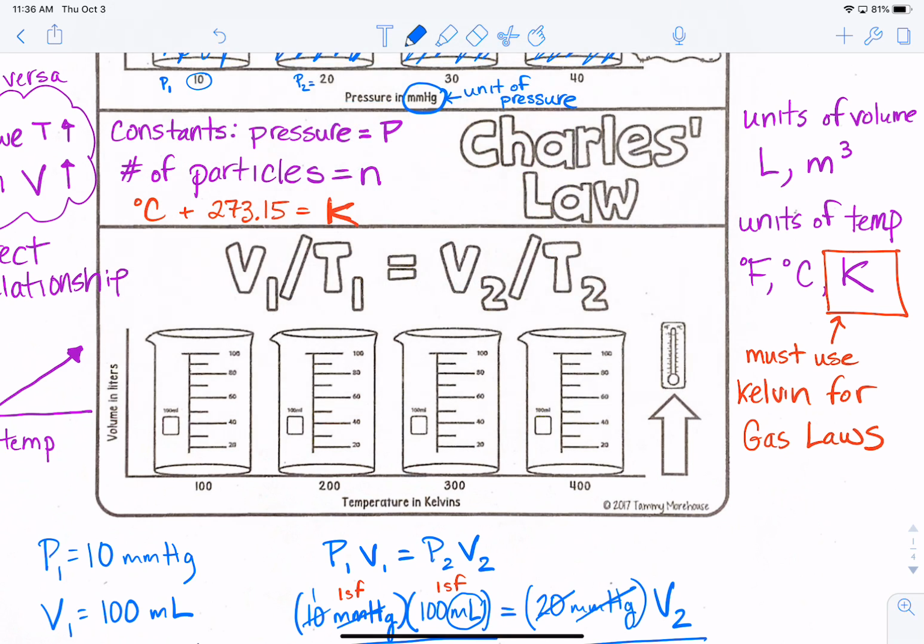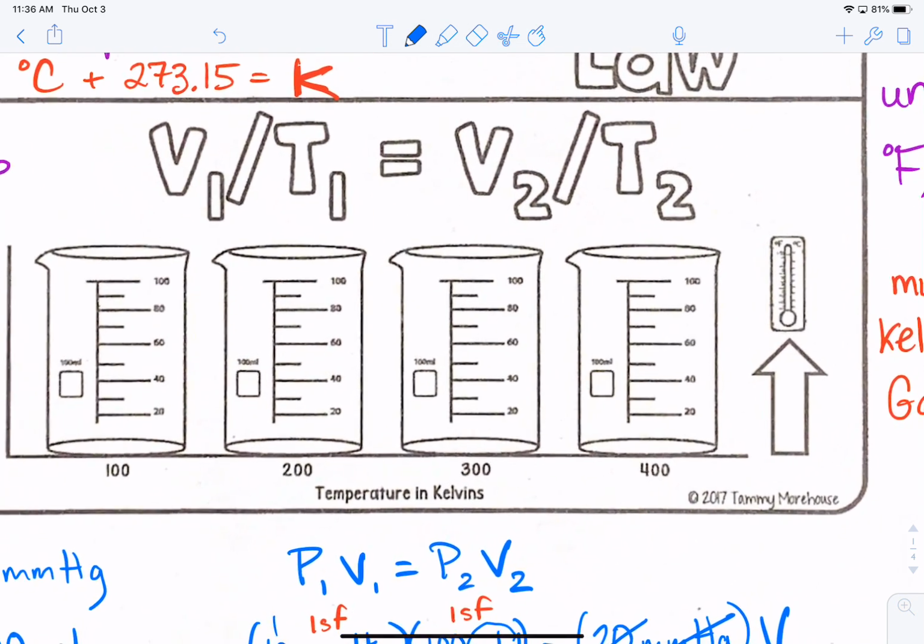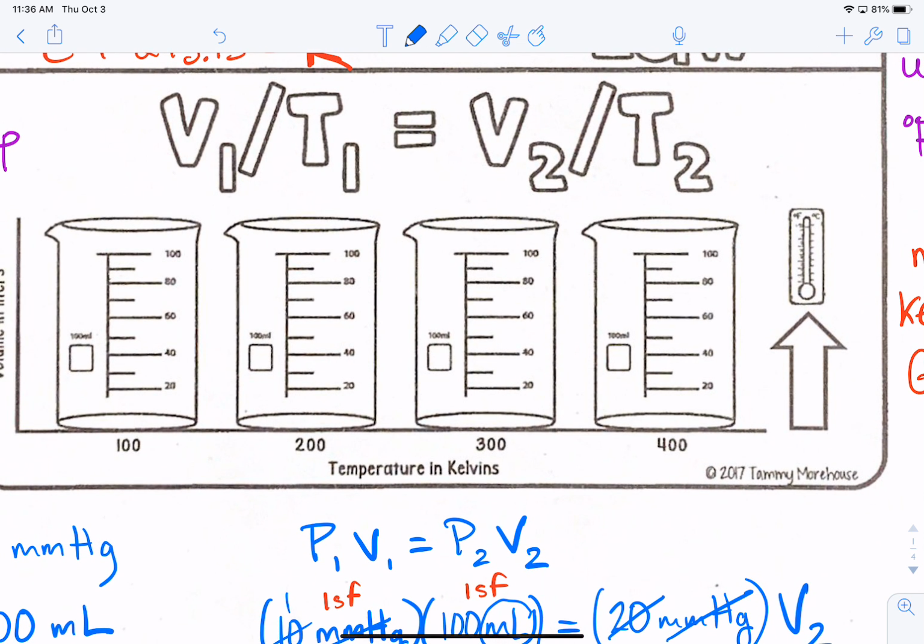Let's go ahead and look at our beakers now. Notice the temperatures in Kelvin. We've got 100 Kelvin. So here's our temp 1. Let's pretend like we've got a volume of 20 mils. So our volume 1 is 20 milliliters.